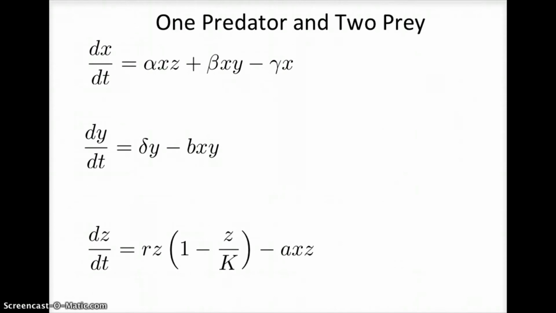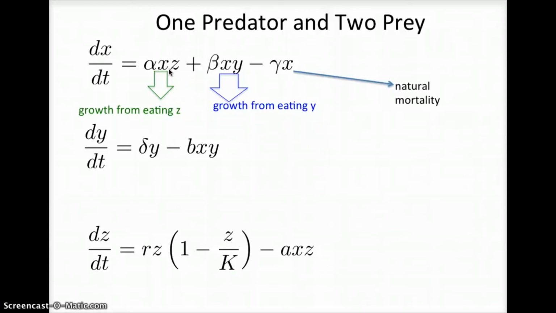Some of these expressions are very familiar from previous expressions. Let's revisit each of them here. So the predator equation has two terms for the gain and one term that is a loss. The first term, alpha x z, denotes the interactions between this predator and the z population, and for the predator that means a gain, a growth from eating z. The second term in the gain is a growth from eating the other prey, here denoted by y, and the last term denotes a loss due to mortality by natural causes.